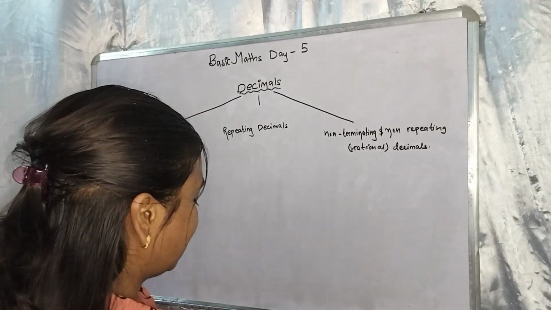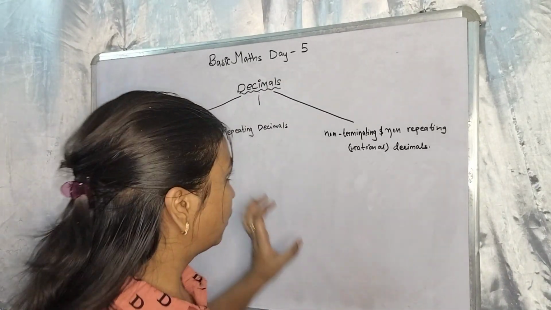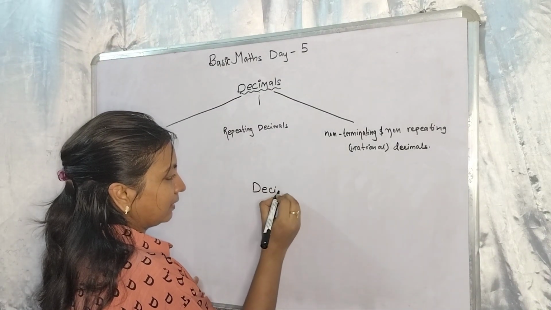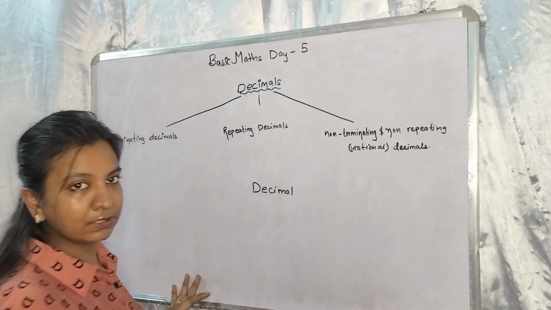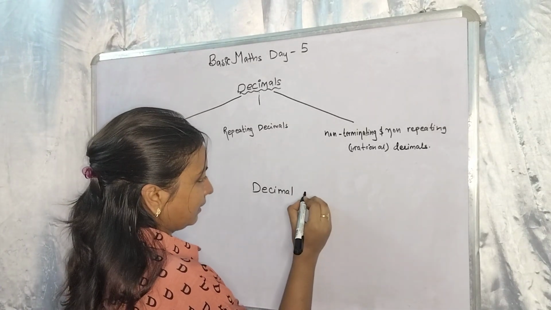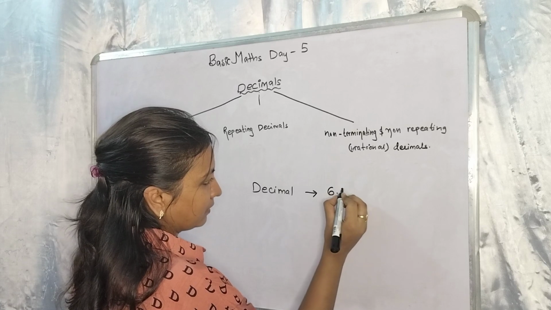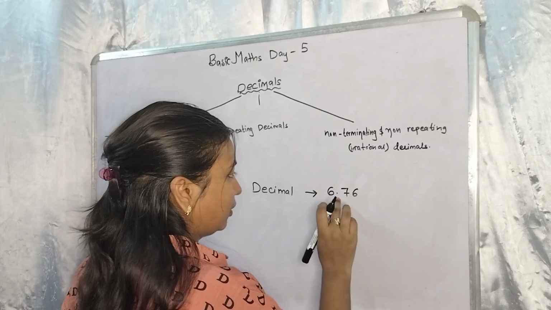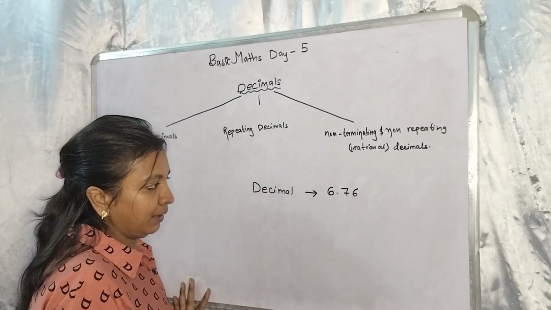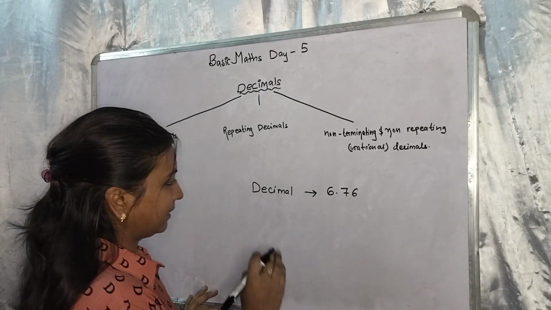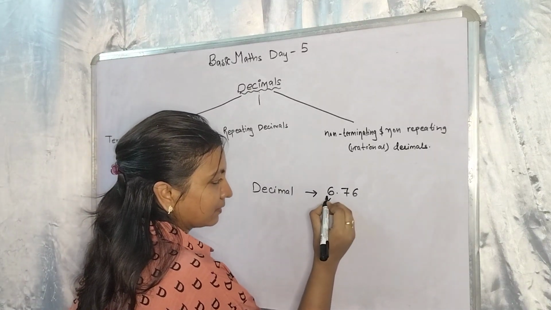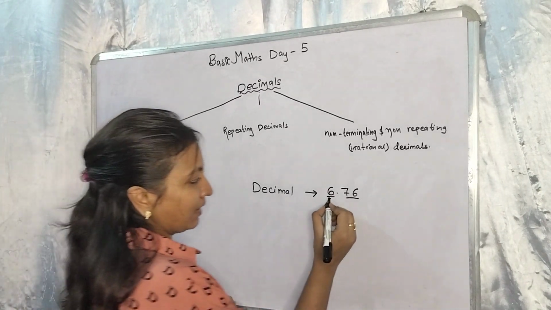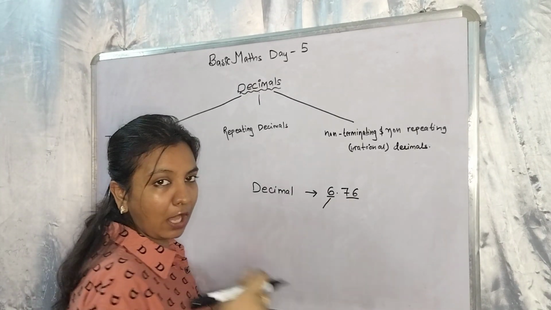As you can see, I have written decimal. First let's clear our concept regarding decimal. A decimal is anything that is expressed in points, right? For example, 6.76. This is a decimal. Here we have used a point to express our number. A decimal consists of two parts: one part before the point and another part after the point.